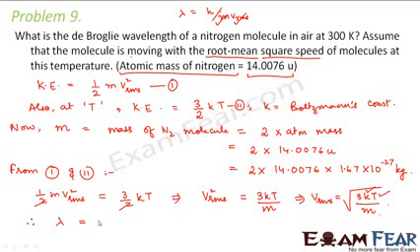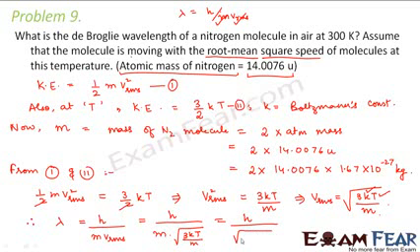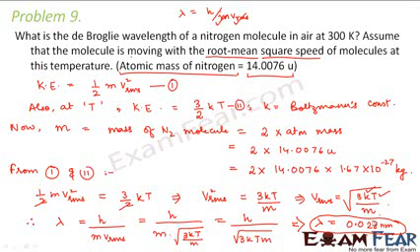So now we can calculate lambda is equal to h divided by M into V RMS. We can write it as h divided by M into root over 3kT divided by M. So this can be written as h divided by root over 3kTm. Now if we put all the values here, we find that lambda comes out to be 0.028 nanometers. So this comes out to be the de Broglie wavelength of a nitrogen molecule.